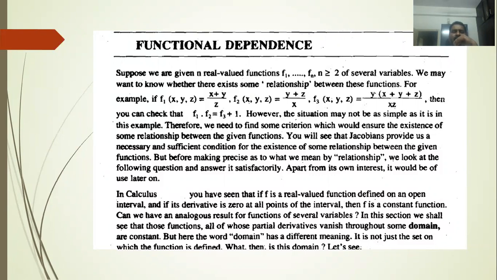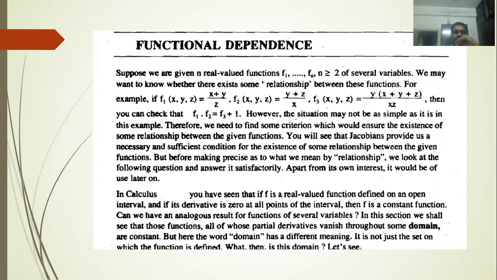For example, f1, which is a function of x, y, z, like x plus y by z, f2, which is also a function of x, y, z, like y plus z by x, and f3 is a function of x, y, z, like y times x plus y plus z by x, z. Now we have f1, f2, f3, which are functions of x, y, z. Then we would like to check whether in some way f1, f2, f3 are related. If they are related, then some relationship exists, and then we say that f1, f2, f3 are dependent. If you want, you can check f1 into f2 is f3 is equal to f3 plus 1.